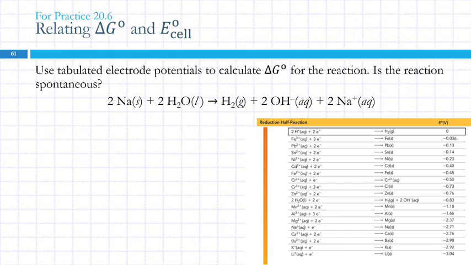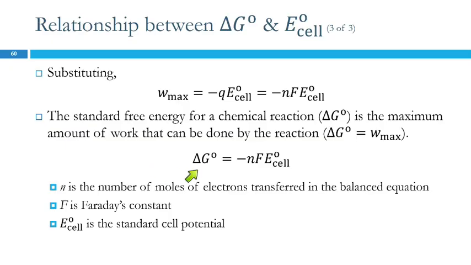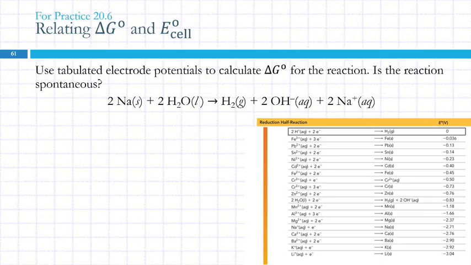So use tabulated electrode potentials to calculate delta G for this reaction. Is it spontaneous? So the equation we're going to use is this one, delta G equals negative NFE. So we need the cell potential for this chemical reaction. And this is what we learned how to do on Monday.